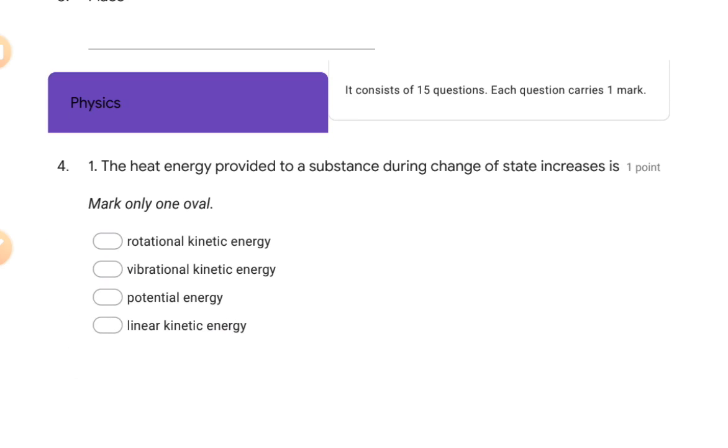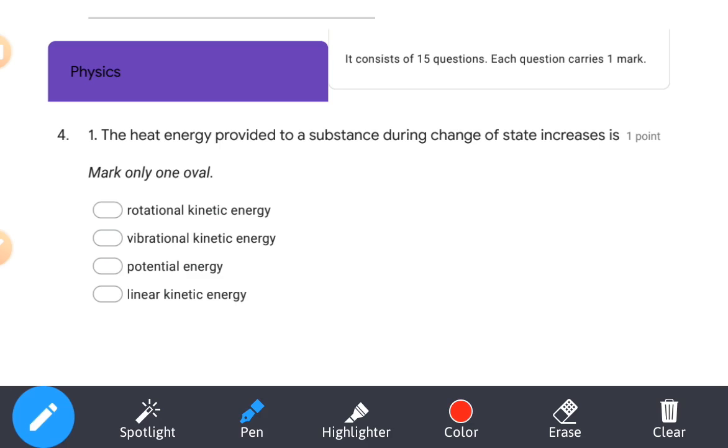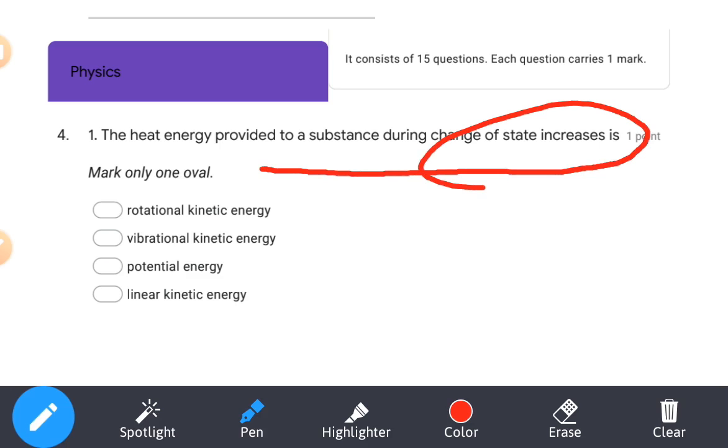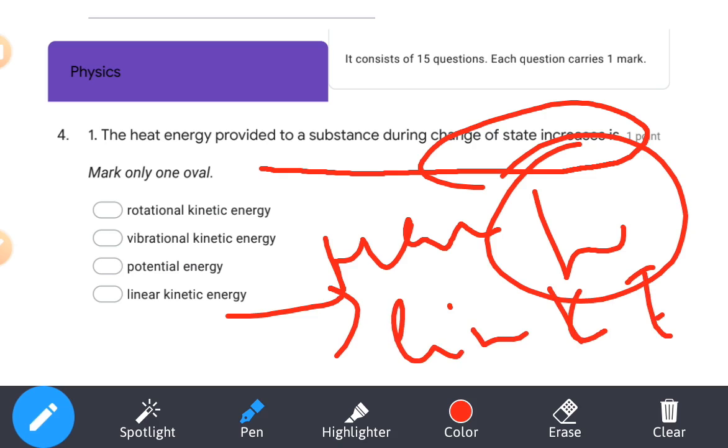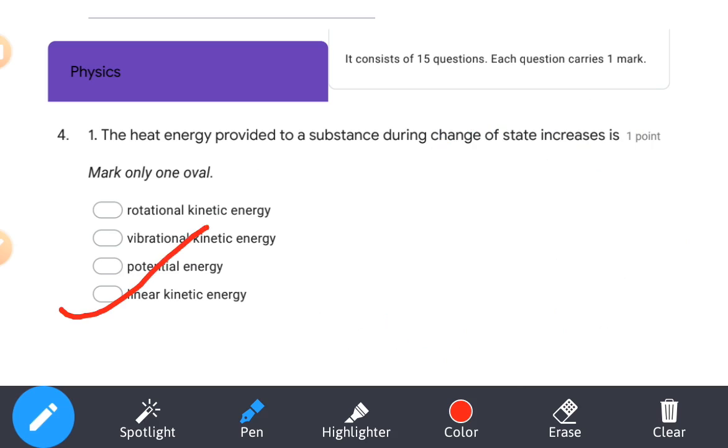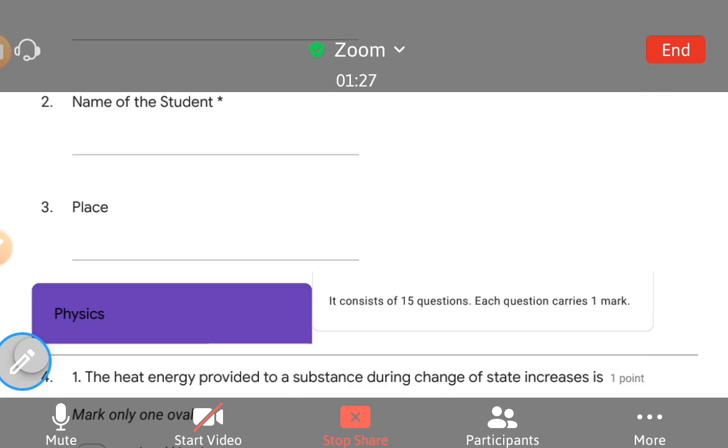First question, what is given? The heat energy provided to a substance during the change of state increases, they have said. So we already know that the maximum share of heat energy is utilized for increasing the linear kinetic energy. So what will be our answer? Option number 4 is our answer. Okay, let's see the next question.